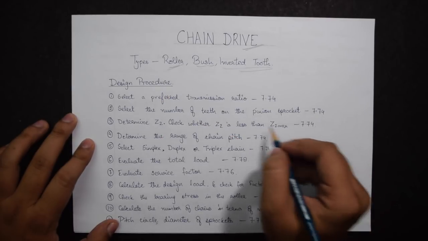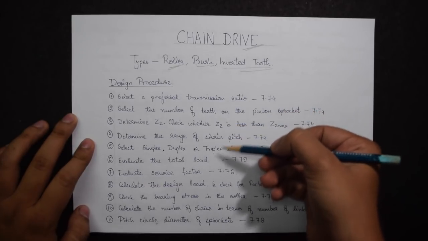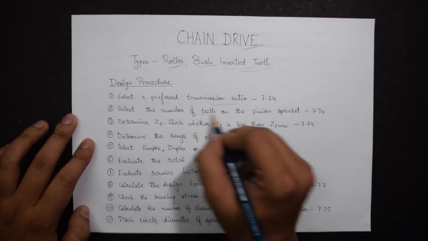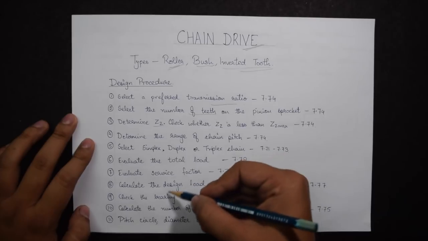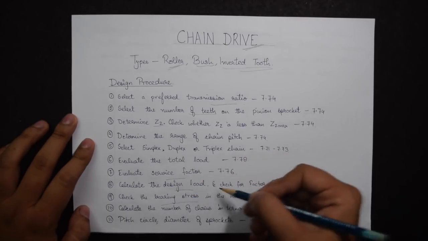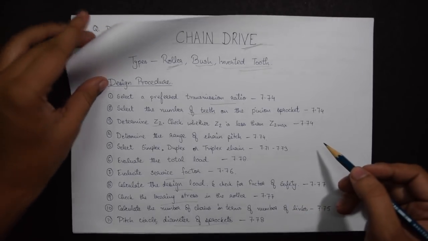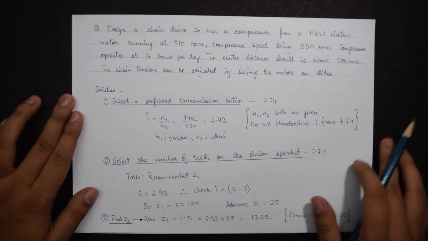We have 11 different steps. I'll be going through them step by step. We'll be selecting the preferred transmission ratio, the number of teeth on the pinion sprocket Z1, Z2, the service factors, design loads, bearing stresses, and finally the diameter of the sprockets. So jumping onto the question through which I'll explain all the 11 steps.